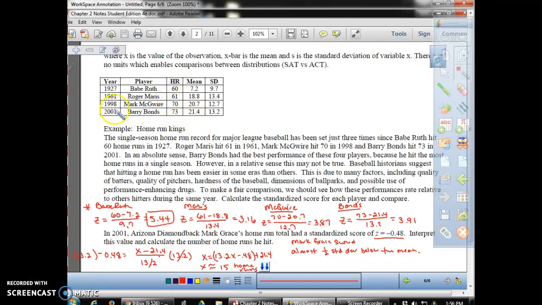So when I go back up and look at the distribution from 2001 here, I see that the average was 21.4 and he had 15. So yeah, he was definitely below the average, but it wasn't terrible. He had an okay season, not the best, but that is how you can use the z-score to find the relative location, or if you know the relative location, you can find the actual observation value.